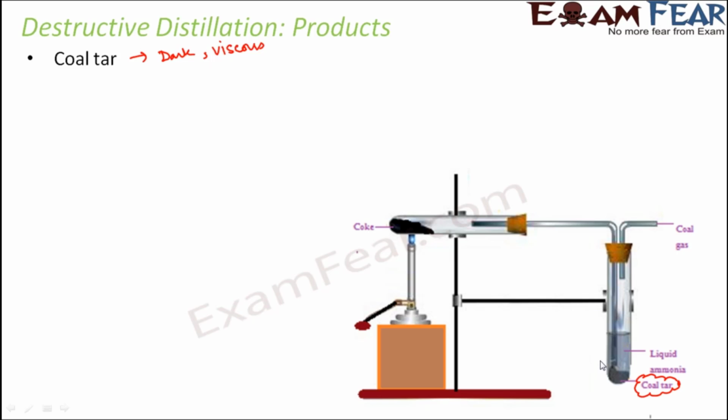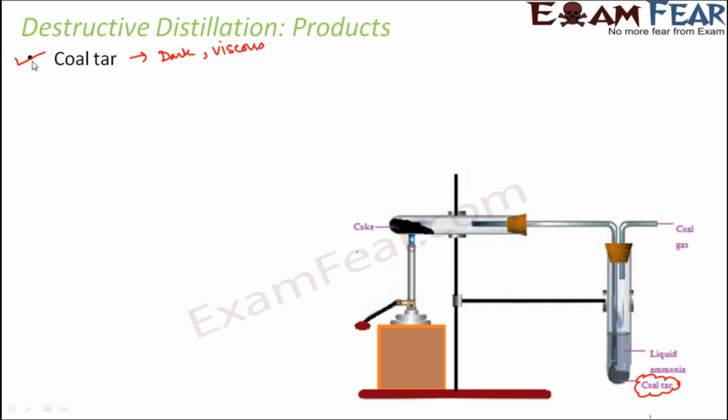Basically you can see it for yourself, that over a period of time, from here you can see some vapors. Those vapors travel down the vertical tube, and then in the vertical tube, after some time, they form this dark viscous layer at the bottom, and this is called coal tar. So that's how coal tar is formed.